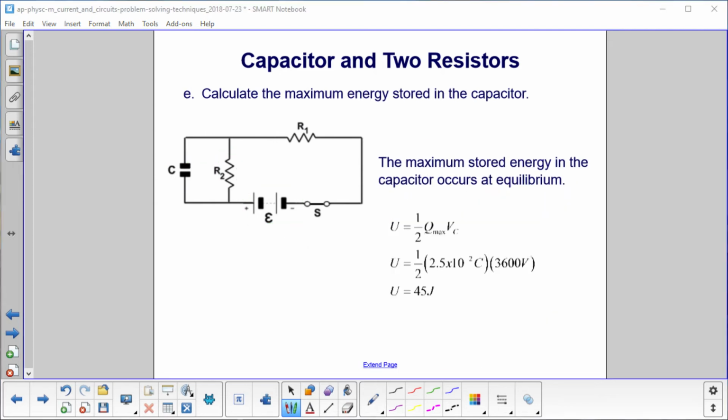Calculate the maximum energy stored in the capacitor. We have our equation here, 1/2 Qmax times the voltage across the capacitor, and your maximum stored energy will also occur at equilibrium. So we will use our Qmax that we calculated, multiply that by the voltage, divide by 2, and we get 45 joules.